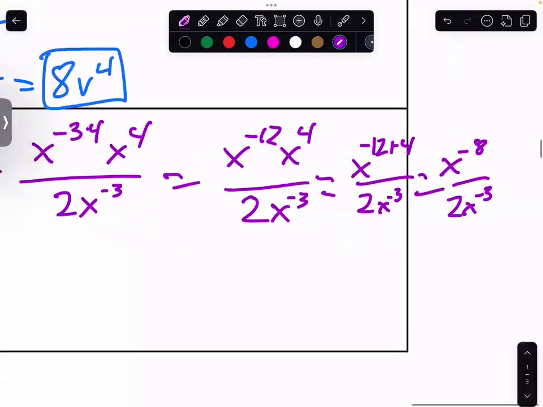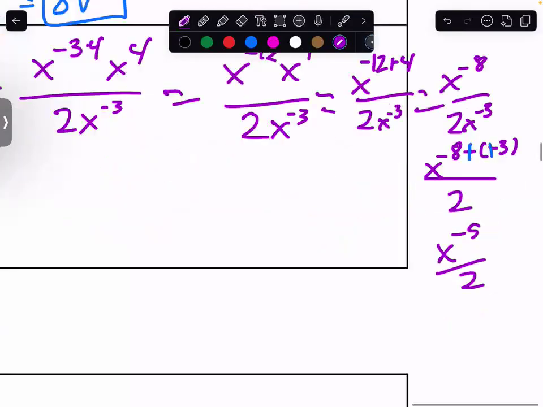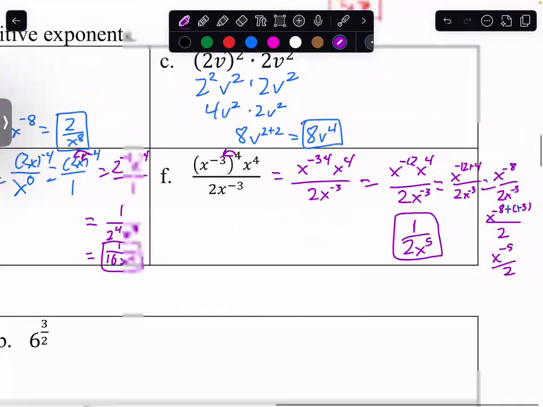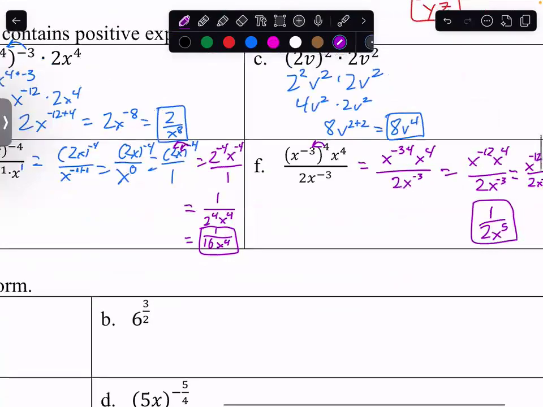Okay, so now we have x to the -8th over 2x to the -3rd. So subtract. -8 minus -3, or -8 plus 3, that would become -5. So that'll move down to the denominator, and there's nothing left in the numerator, so you need to put a 1. Yeah, 1 over 2x to the 5th.